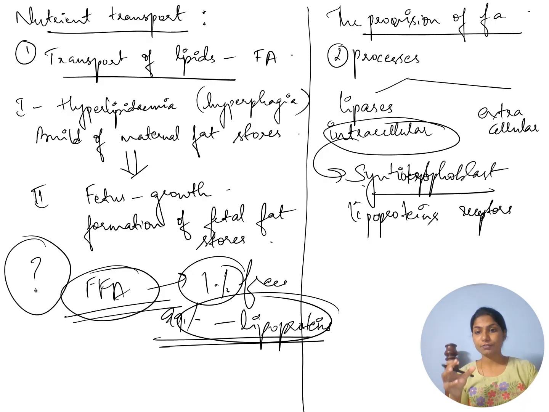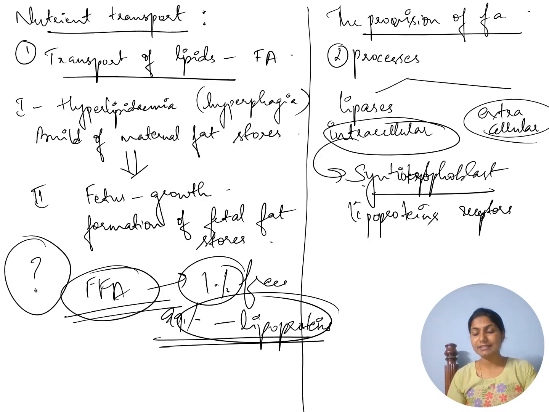The syncytiotrophoblast has these lipoprotein receptors, and the triglyceride-bound lipoprotein particles are bound to the lipoprotein receptors over the syncytiotrophoblast. Then they are acted upon by the intracellular lipases, and these fatty acids are released into the fetal circulation. So this is one process.